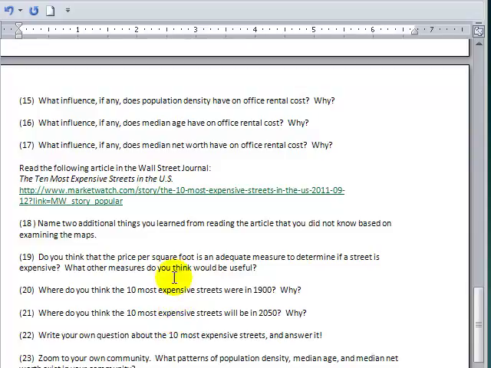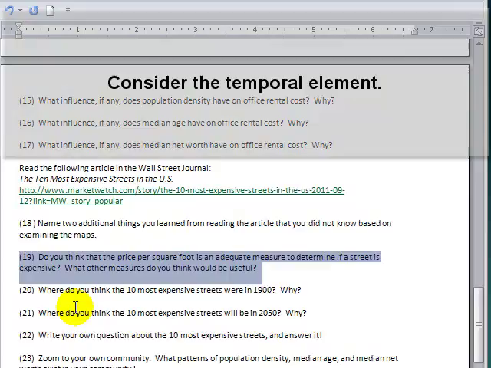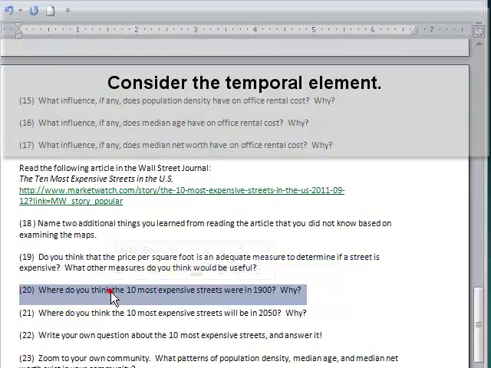Do you think that the price per square foot is an adequate measure to determine if a street is expensive? What other measures do you think would be useful? Now, part of spatial analysis is temporal. So let's think about this. Where do you think the 10 most expensive streets were in 1900? Surely they didn't have the same exact pattern as they do today.